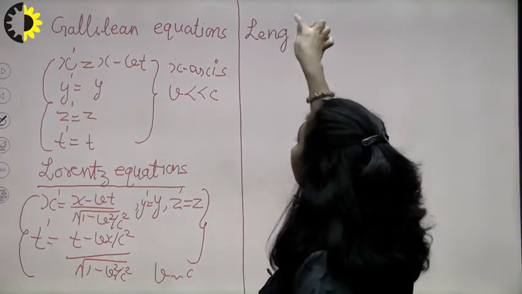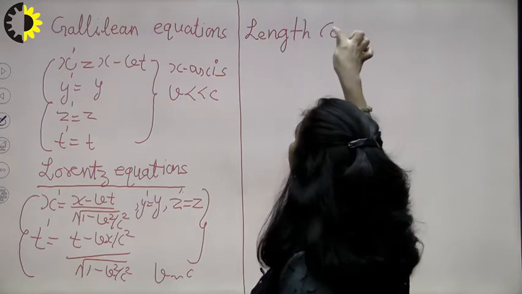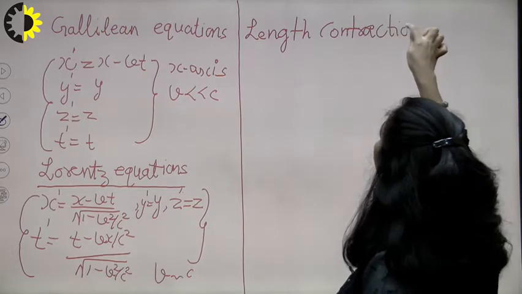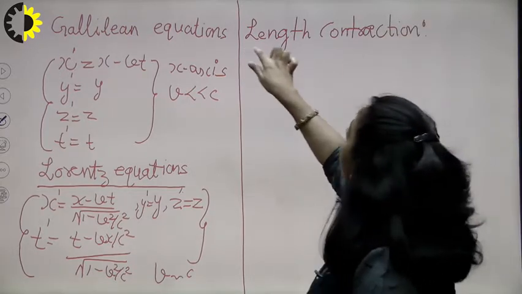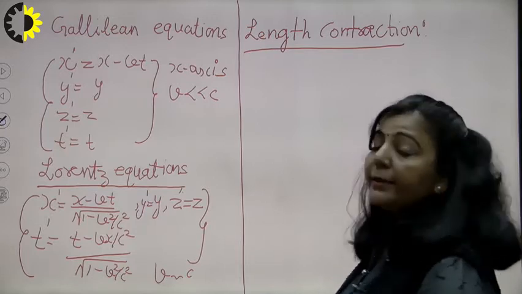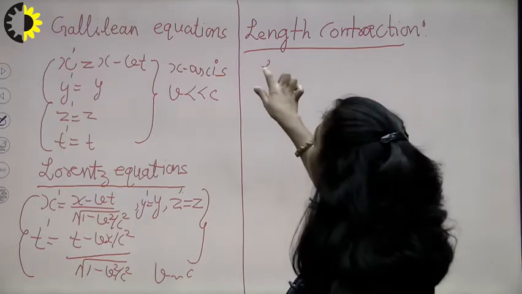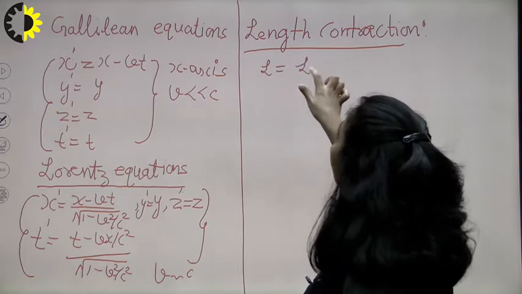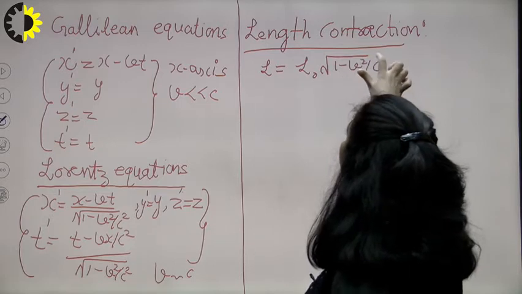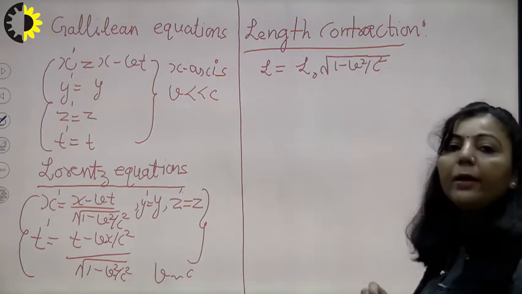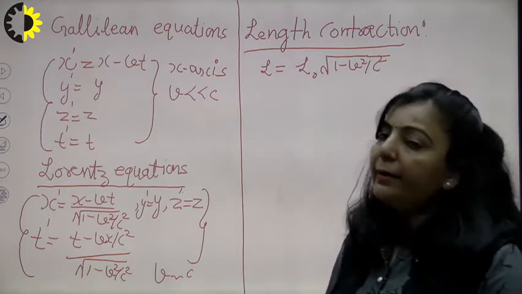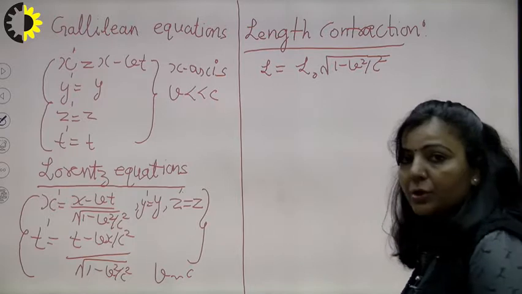You know that in relativistic mechanics, length will contract along the direction of motion. That particular concept is known as length contraction. This contraction takes place only along the direction of motion, and the other dimensions remain unaffected. The formula for length contraction is L equals L naught into root 1 minus v square upon c square. L naught is known as the proper length, which is the length of the object when the object is at rest. So this is your length contraction concept.